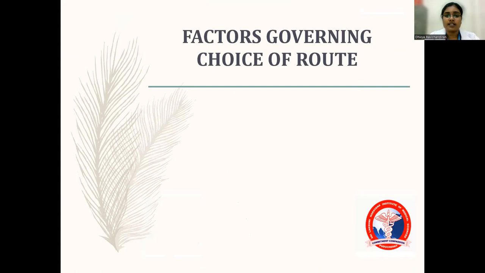Now, factors governing choice of route. How are we going to select a route for a drug? First is the physical and chemical properties of the drug. Under physical, it comes down to what the drug form is, whether it's solid, liquid, or gaseous. For solid forms, like oral tablets and capsules, all these are taken by the oral route. Liquid forms, like syrups, also come under that. And if it's in a gaseous state, like anesthetic medications, it is given through the inhalational route.